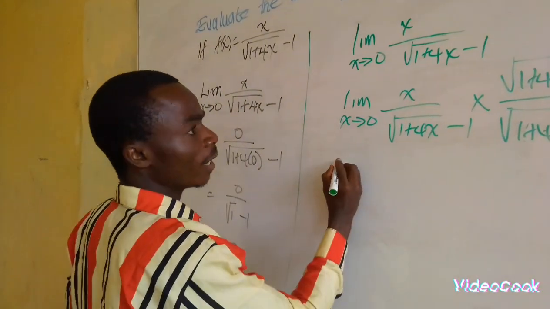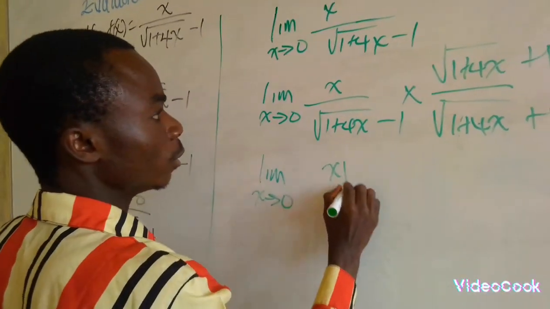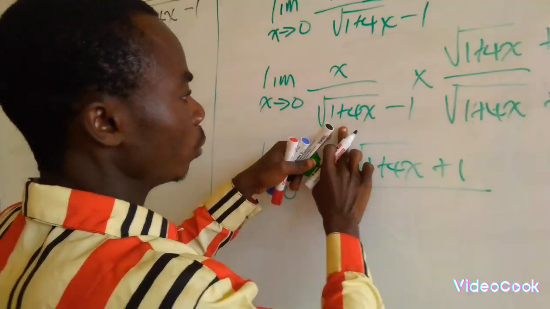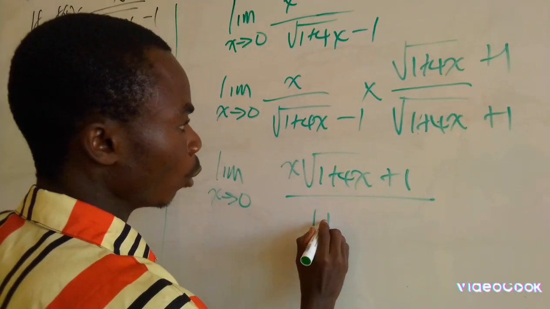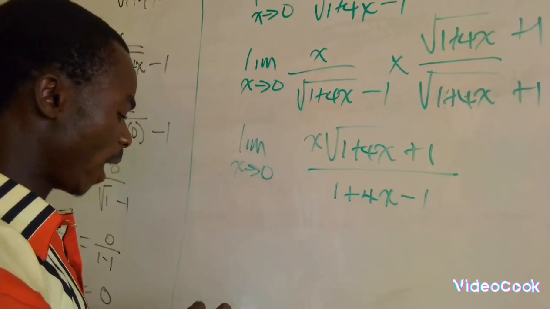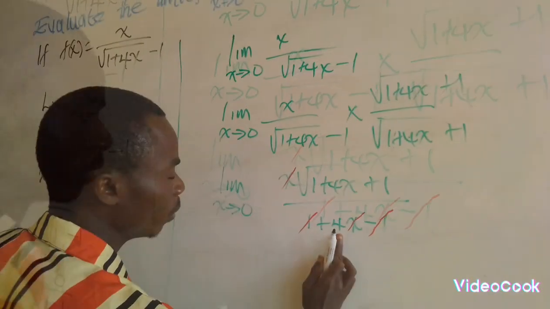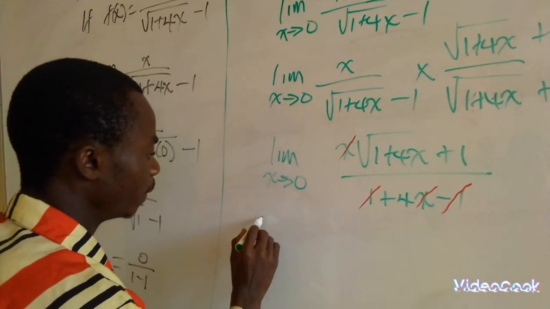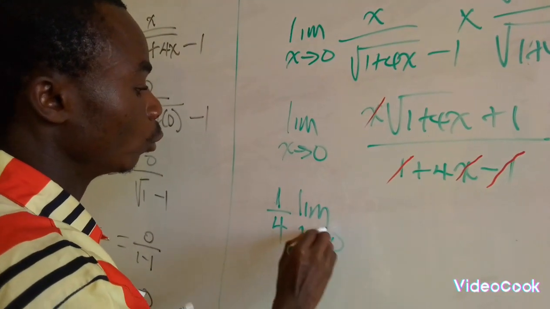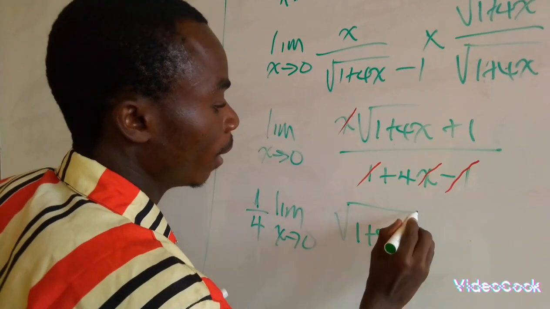So in doing this, we're going to have limit as x approaches 0. The numerator gives us x times the root of 1 plus 4x plus 1, divided by, in the denominator, 1 plus 4x minus 1. Here the negative 1 cancels the positive 1, and we have 4x left. The x cancels, so we have 4 left, and the numerator is 1. So we're going to move this behind the limit: 1 over 4 times the limit as x approaches 0 of the root of 1 plus 4x plus 1.